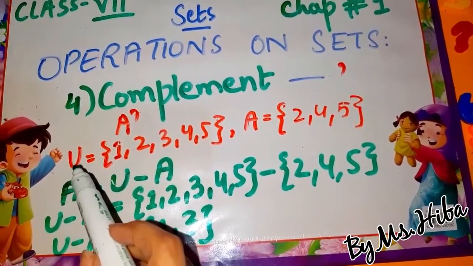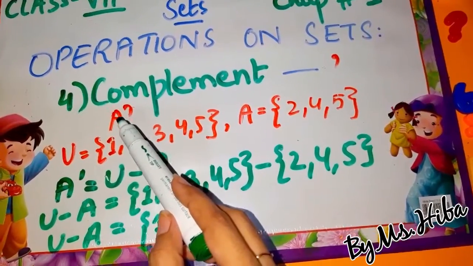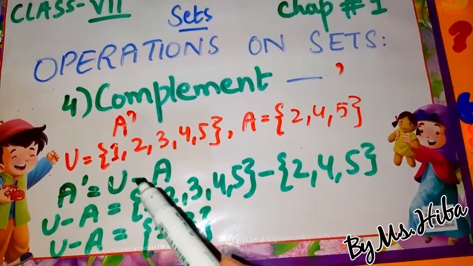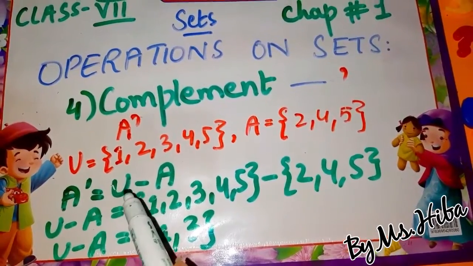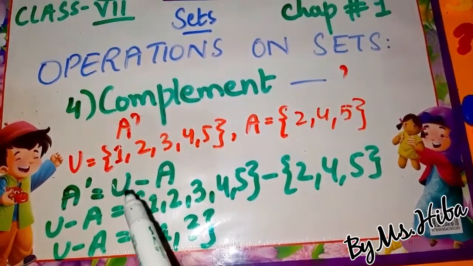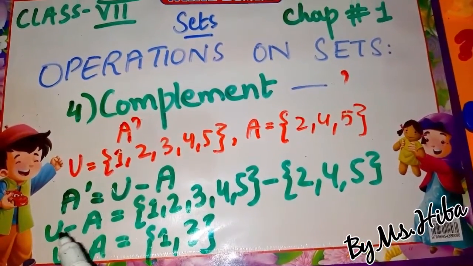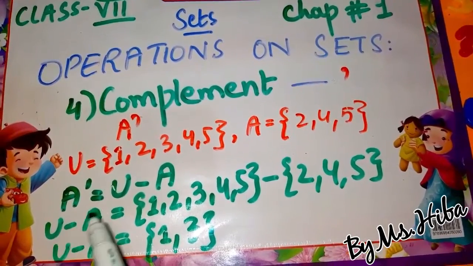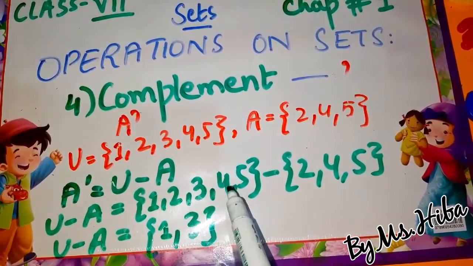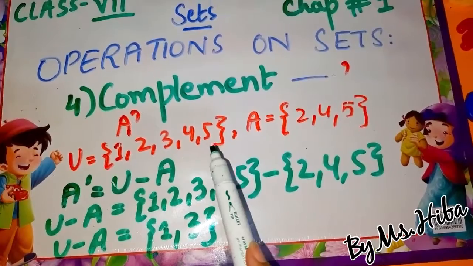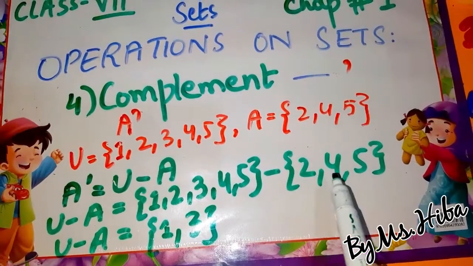Set U is a universal set, and we have a set A. To find the complement of set A, we have a formula or rule, which is U minus A, or U difference A. So to find A complement, we need to subtract set A from set U. We have elements 1, 2, 3, 4, 5 in set U, which we subtract by set A, which has elements 2, 4, 5.